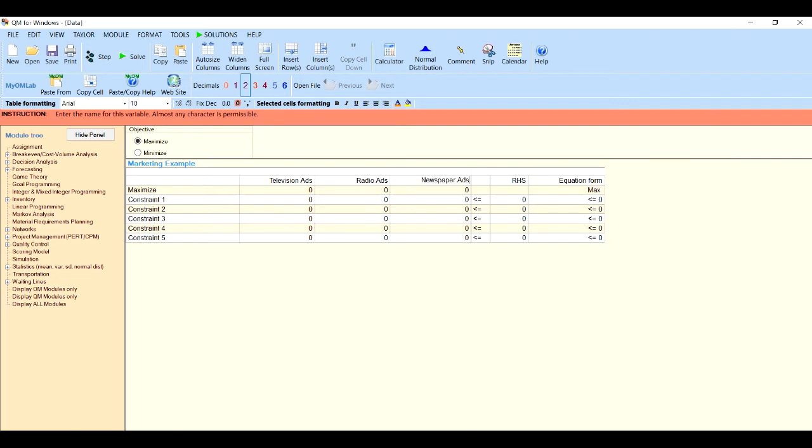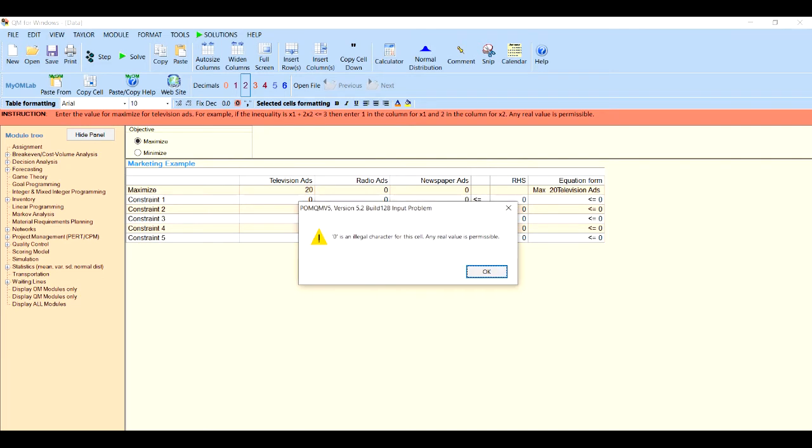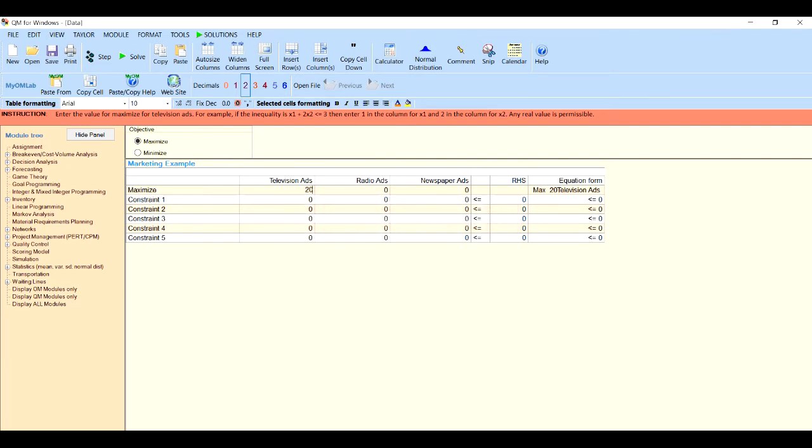Now, what we're trying to maximize in this situation, if we refer to the question, is quite simply exposure. So that's what we enter here. This row represents our objective function. So if we have television ads, we reach 20,000 people. If we have a radio ad, we reach 12,000 people. And if we have a newspaper ad, 9,000 people.